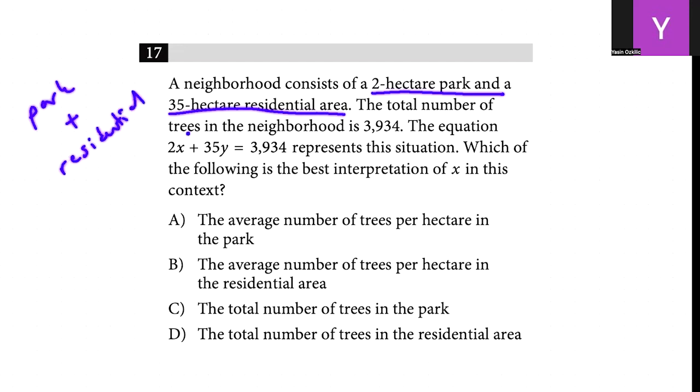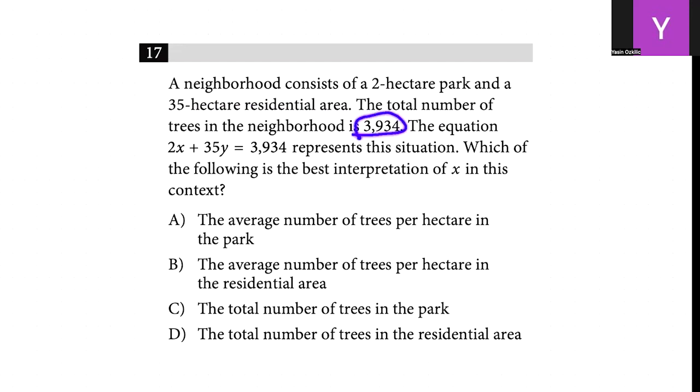The total number of trees in the neighborhood is 3,934. So we're talking about the number of trees. You are supposed to take notes on your sketch paper if you would like to understand the word problems. It's important. Use your sketch paper.